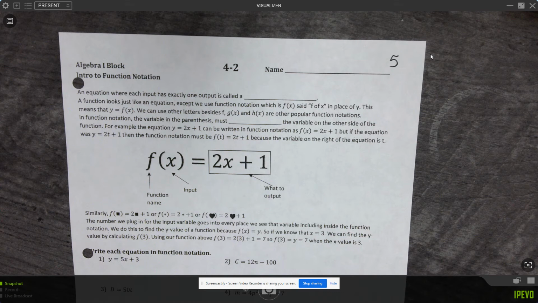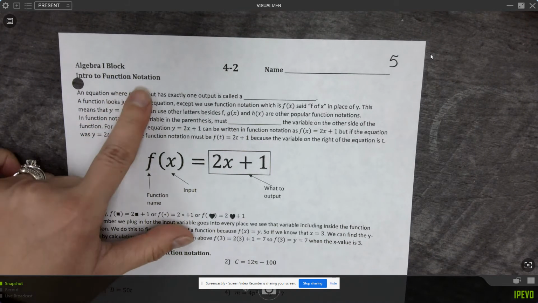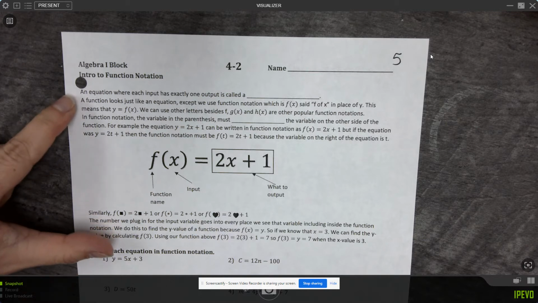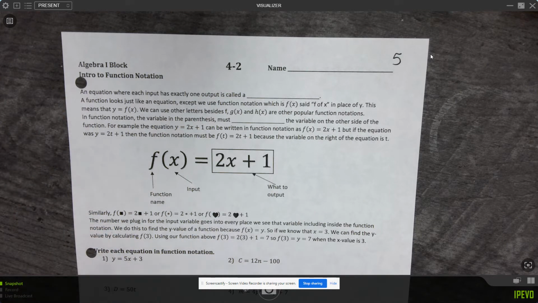Going to continue talking about functions, and now we're going to talk about what is called function notation. Notation is just a word for how do we write it? What does it look like? So it's how we notate our function. So an equation, which we've talked about before, is something that has an equal sign.